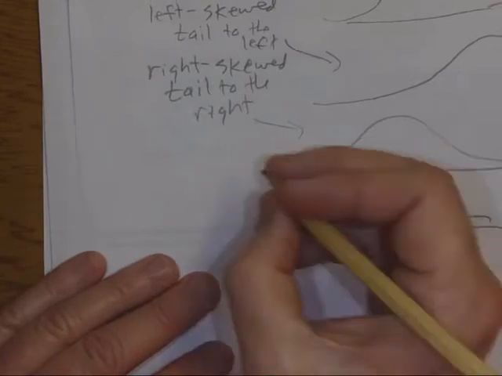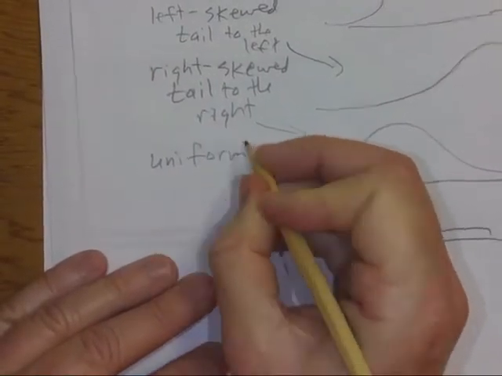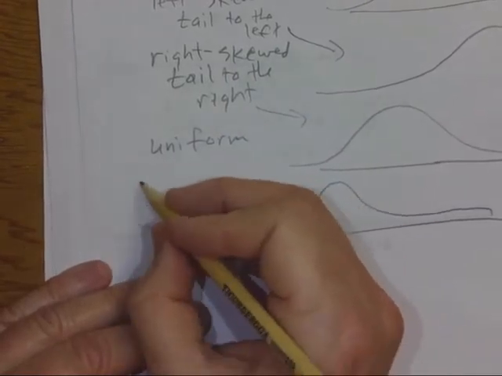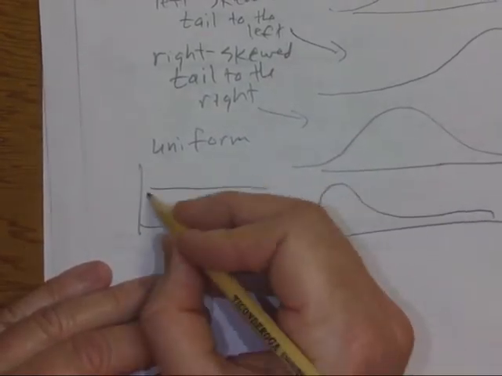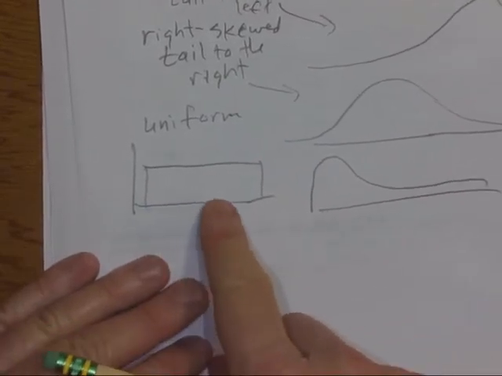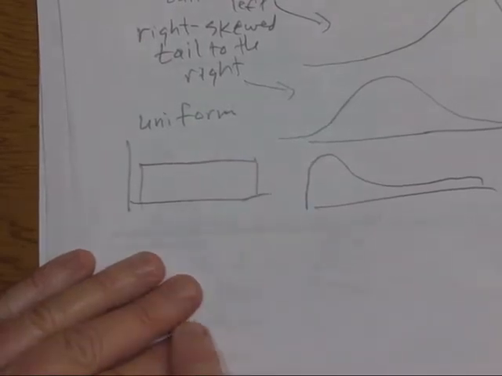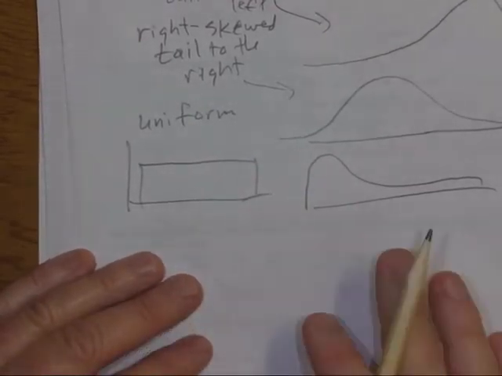Now, another word, it could be uniform. Uniform just means it's going straight across. So uniform just means it looks kind of like a rectangle, pretty much, just all the numbers are kind of occurring the same. Doesn't have to be exactly going straight across. It just means it's kind of flat like that. No numbers are really occurring significantly more than any other numbers.